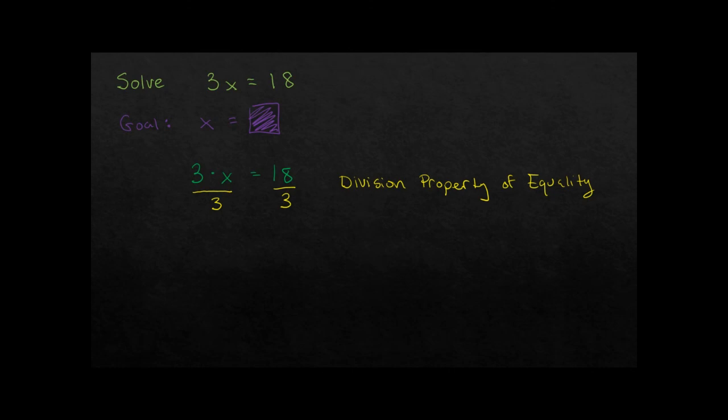So 3 divided by 3 is 1. So this gives us 1 times x on the left. And then 18 divided by 3 is 6. So I have 6 on the right. And 1 times x is the same thing as x times 1, and multiplying by 1 doesn't change your answer. So if I wanted to, I could rewrite this as x times 1, and then that's just x. So we get an answer of x equals 6.